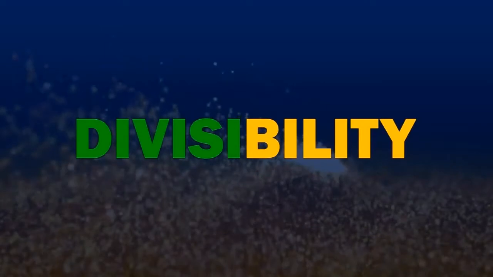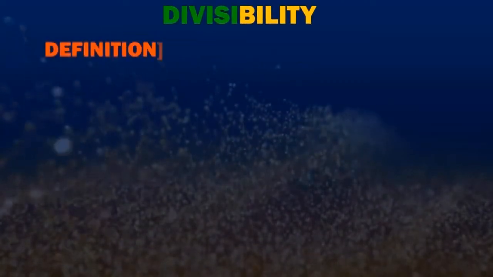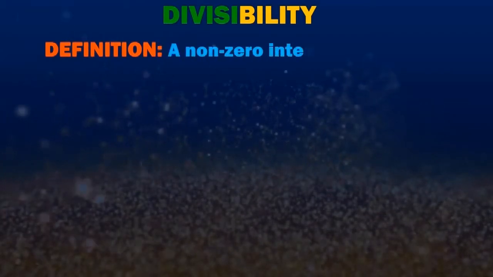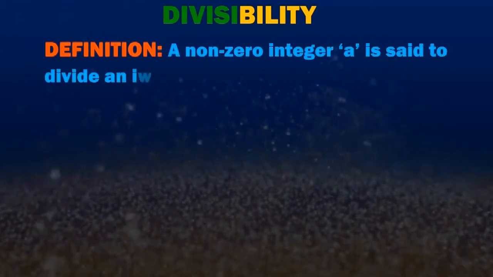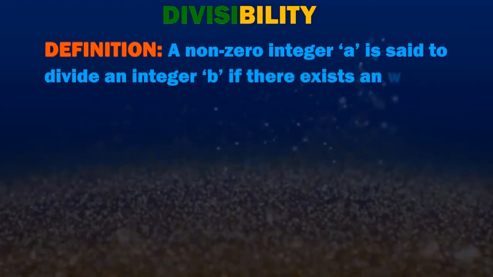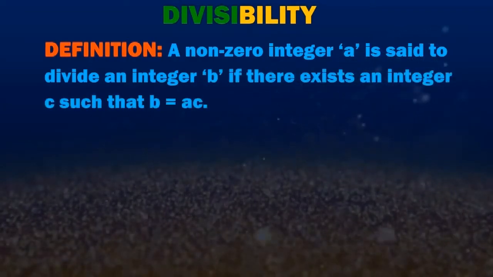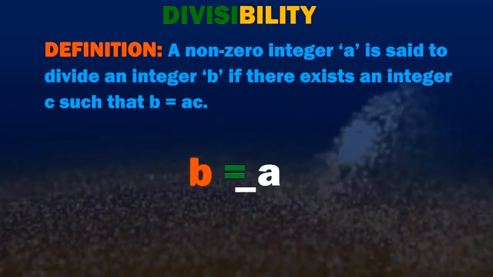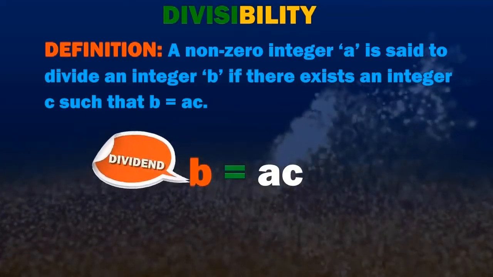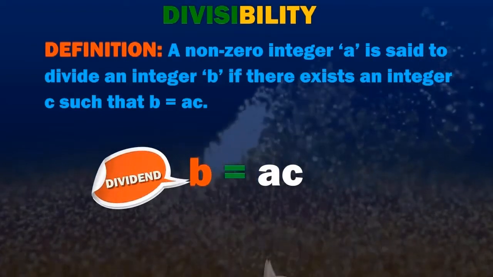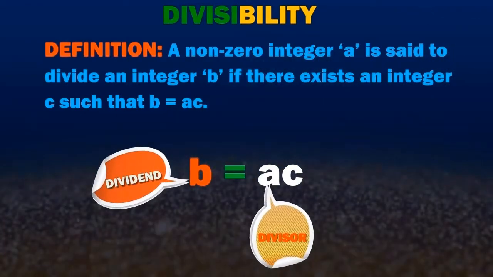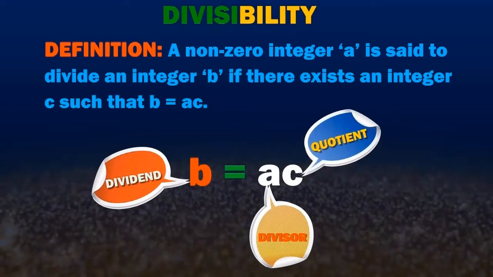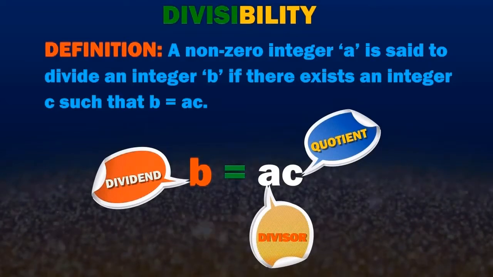Divisibility. Definition of divisibility. A non-zero integer a is said to divide an integer b if there exists an integer c such that b is equal to ac. The integer b is called the dividend, integer a is known as the divisor, and integer c is known as the quotient. Let us take some examples to understand it better.